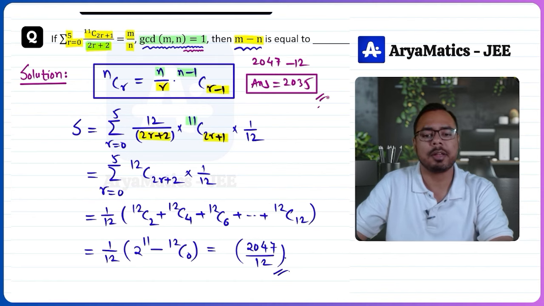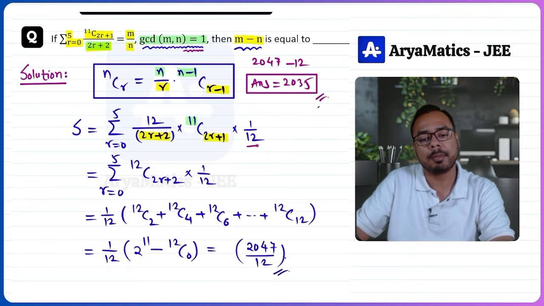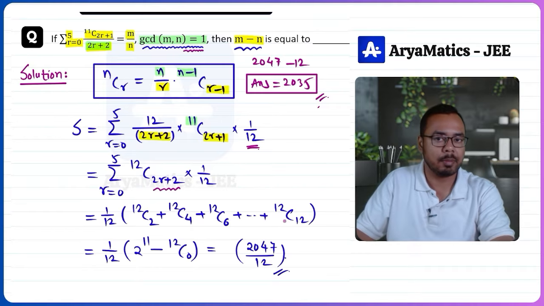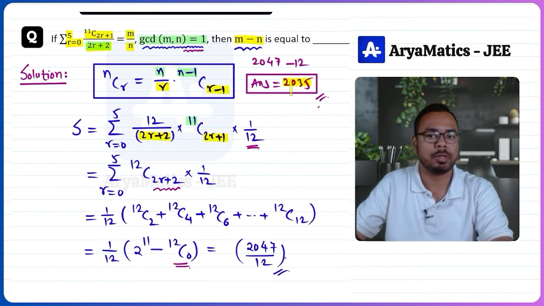So this was a problem where we used this property of nCr. The most important step here was to multiply and divide by 12. Then you can combine these two and write this as 12C(2r plus 2). After that, we have the sum of even binomial coefficients except 12C0. So we got 2 raised to 11 minus 12C0. Finally, your answer will be 2047 minus 12, that is 2035.